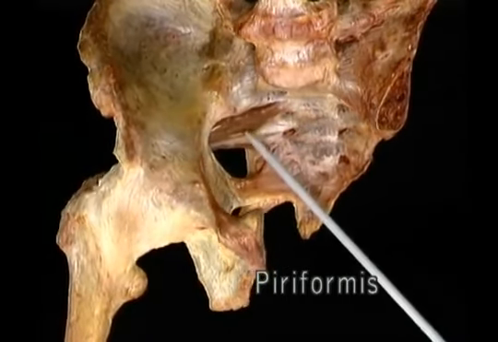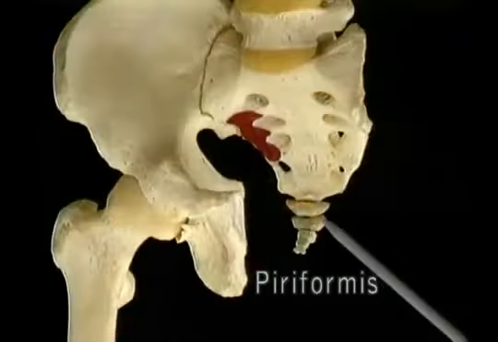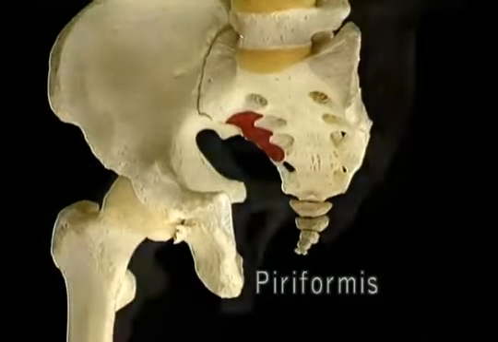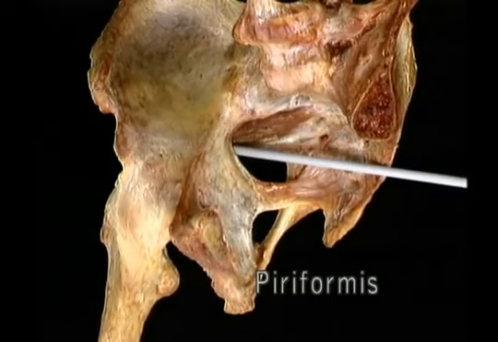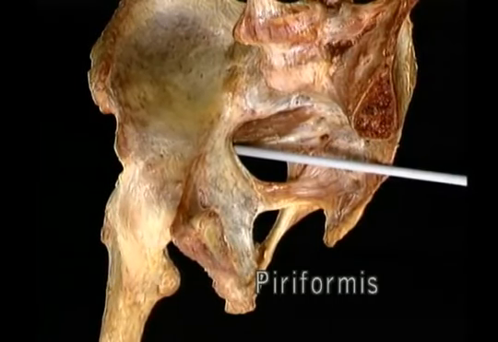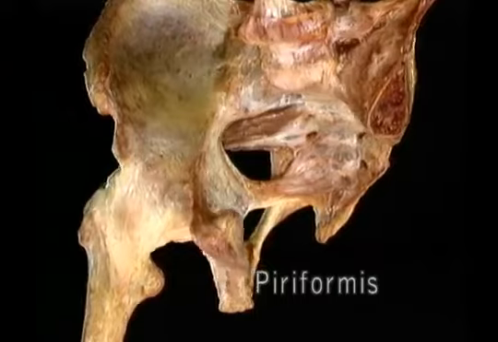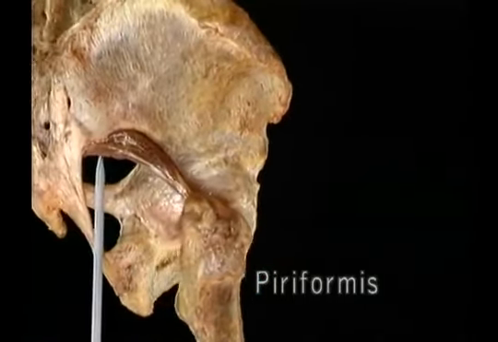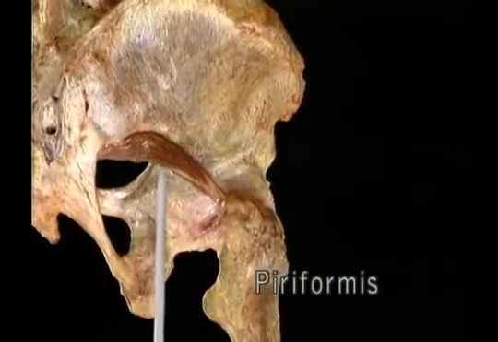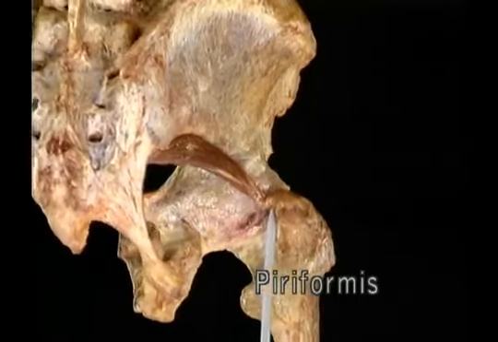Here it is. Piriformis arises from here on the sacrum. It leaves the pelvis by passing through the greater sciatic foramen, along with the sciatic nerve. We'll go right round to the back to see where it comes out. Here's piriformis emerging. It inserts here, high up on the medial aspect of the greater trochanter. Piriformis is an important muscle to understand because it's closely related to a very important structure, the sciatic nerve.